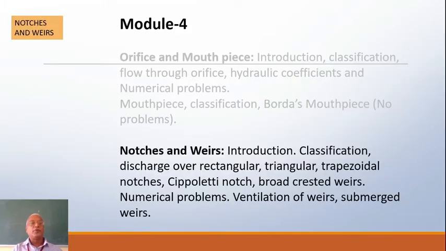Okay, module number 4 has the syllabus: orifice and mouthpieces. We have finished it. Now what is left is notches and weirs. We'll do all this up to trapezoidal notch and triangular notches. Till that we'll finish today, in this session. The remaining will be in the next sessions.